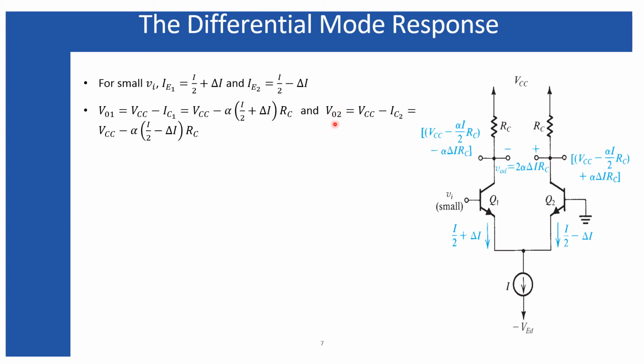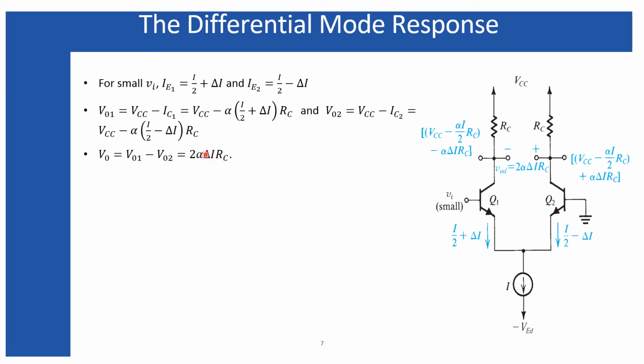Similarly, the output voltage V2, that means the voltage at the collector of transistor Q2, will be equal to VCC minus IC2 times RC, where IC2 is alpha times IE2. So that is why it is appearing like this. Now the total voltage, which is V01 minus V02, is equal to twice alpha times that incremental current delta I times RC. So this is the total output voltage, and that output voltage includes only the incremental change.